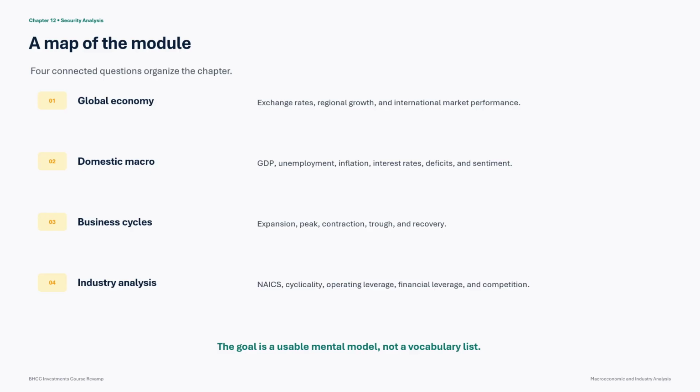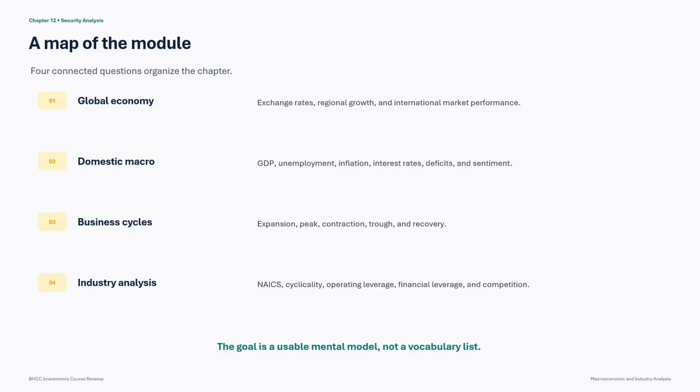A U.S. company can report strong unit demand abroad and still show weaker dollar revenue if foreign currencies decline. A domestic manufacturer can benefit from a weaker dollar through export competitiveness while paying more for imported components. Global analysis is not an optional appendix for multinational firms. It is part of the income statement.